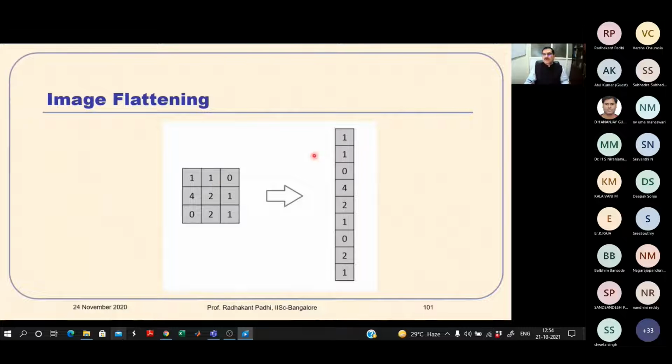All right, so then finally the concept of image flattening. Whatever the last segments accumulated, all that it does is accumulate them into a vector. This matrix, what you see, 1 1 1 1 0, then 4 to 1, 4 to 1, then 0 to 1, and then 0 to 1.